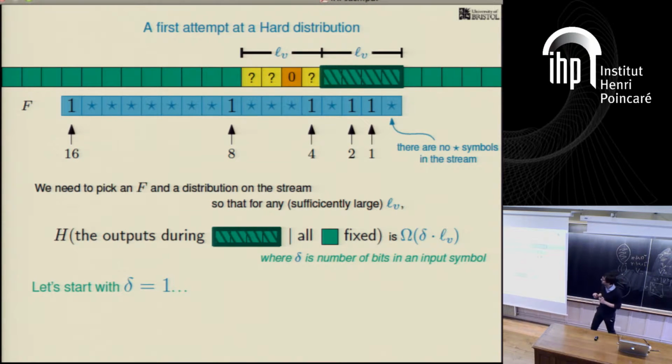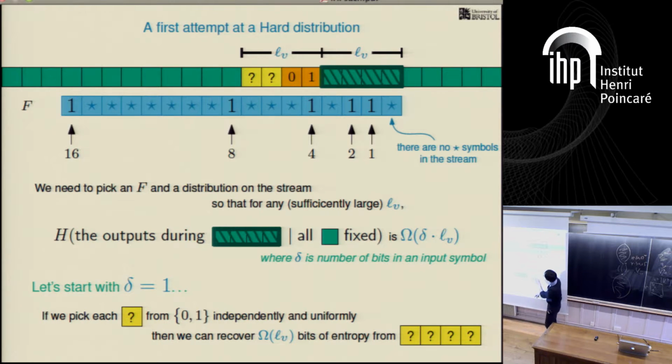Now if I slide by 1 position, I can do the same game again because there's nothing else unknown that doesn't line up with a star. So this, I can tell you, is a 1. So using this, what I've done is, for the second half of here, I've recovered 1 bit. Every output recovers 1 bit exactly of the input. So if I pick each of these symbols from 0 and 1 independently and uniformly at random, then I can recover omega LV bits of entropy from here. So that implies that the entropy of these outputs is at least LV. For delta equals 1, that's exactly what we wanted.